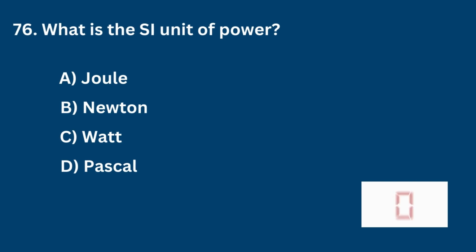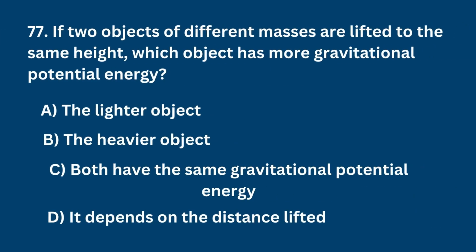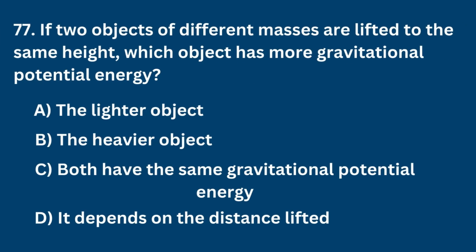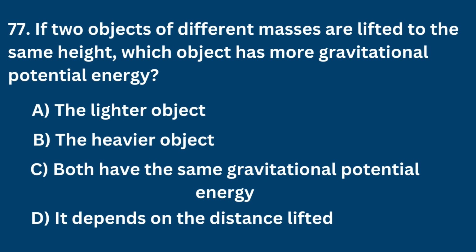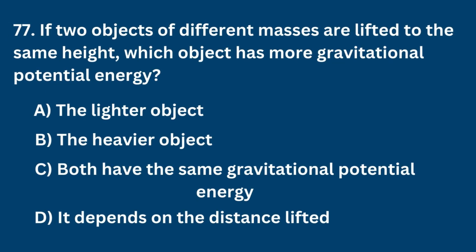Correct answer is C. Watt. If two objects of different masses are lifted to the same height, which object has more gravitational potential energy? The options are A. The lighter object. B. The heavier object. C. Both have the same gravitational potential energy. D. It depends on the distance lifted.